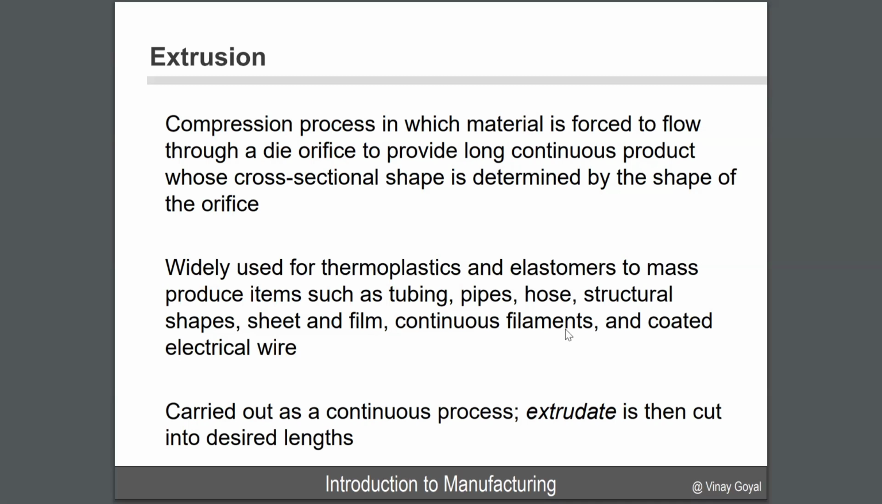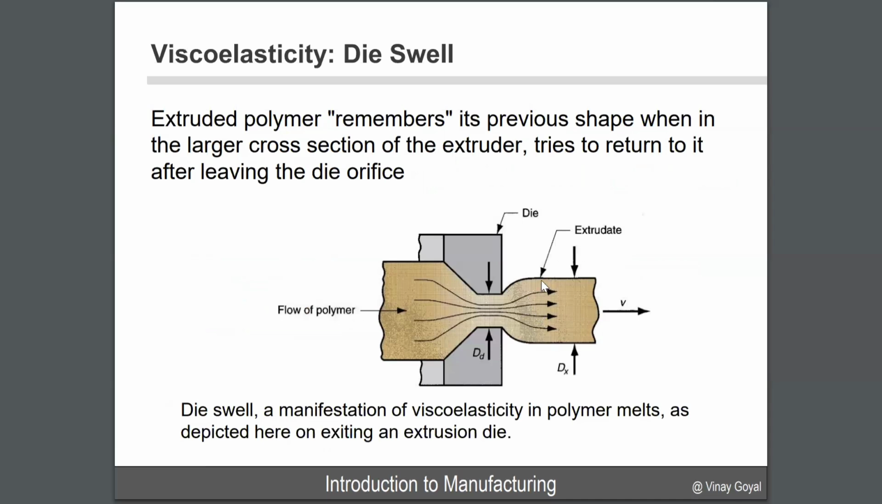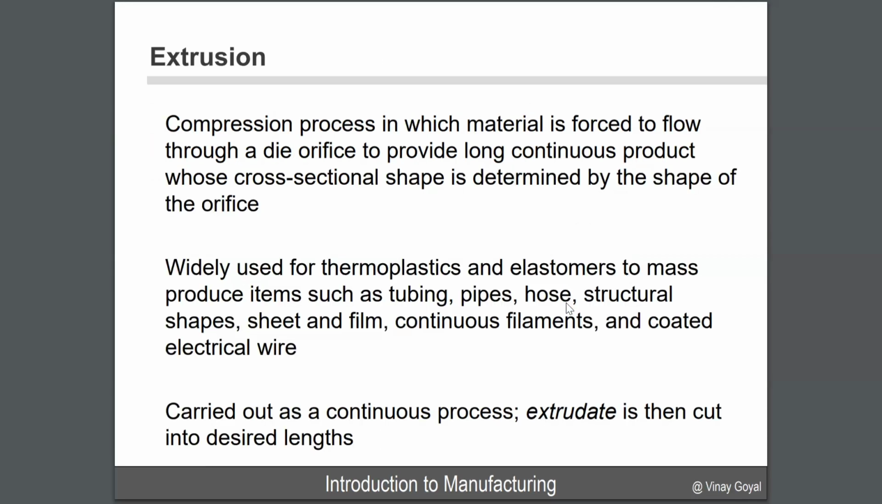Let me give you some examples: tubing, pipes, hose, structural shapes of importance, sheet and film, continuous filaments, and coated electrical wires. All these processes use extrusion and are carried out as a continuous process. When the material comes out, which we call the extrudate, you can now cut it to the lengths that you need. So that's really what's going on here.